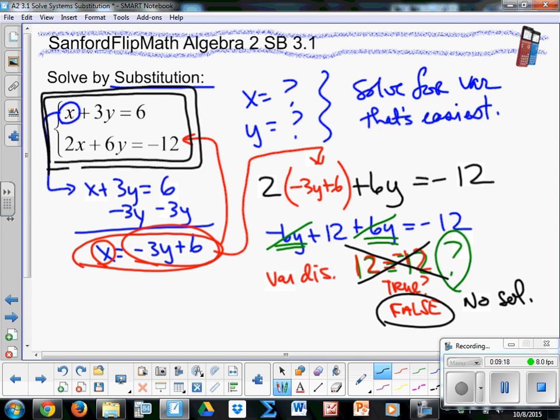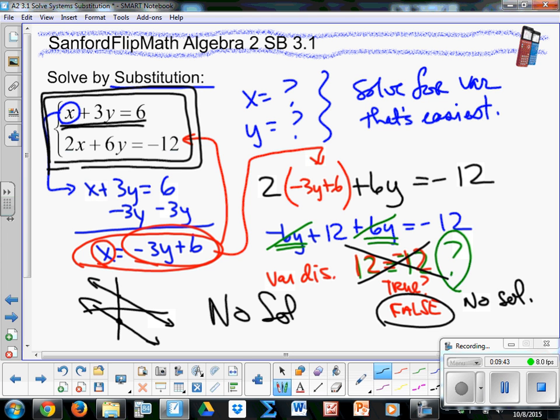Okay, so what we have is a situation where if I graph this first line, it's going to have a y-intercept of 2 and a slope of negative 1/3. It would look something like this. And the other equation, if we graph it, has a y-intercept of negative 2 and a slope of negative 1/3. They would never intersect. Okay, so this particular system, no solution.